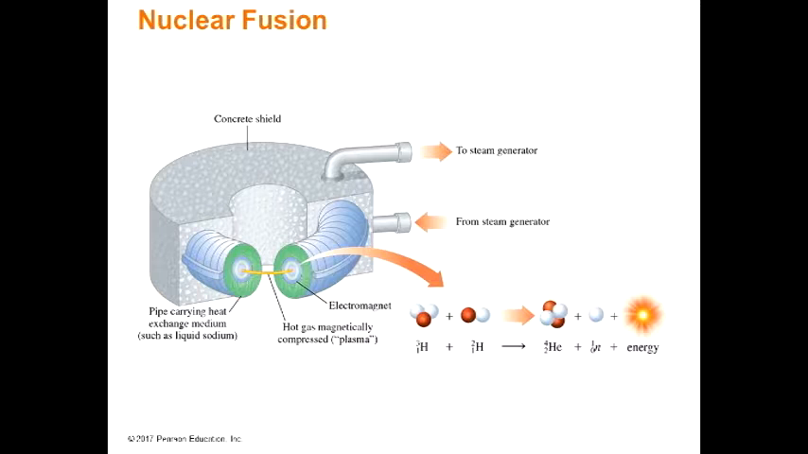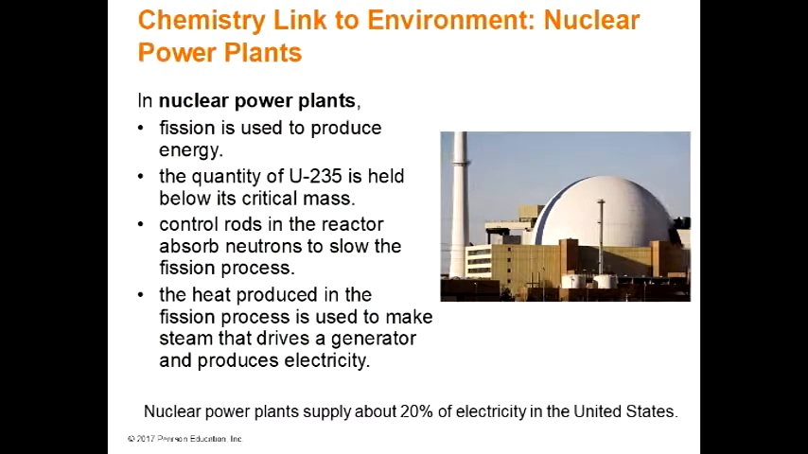What are they going to do with it all? Yeah, it's called bury the nuclear waste, and that's what's happening. So here you have fission used to produce energy. The quantity of U-235 is held below its critical mass. That way you don't get spontaneous explosions, you don't get spontaneous radioactive fission. Okay. The heat produced in fission is used to make steam and drive generators.